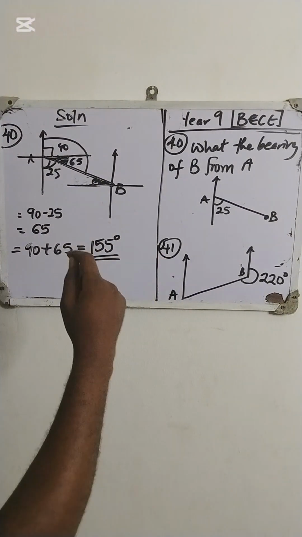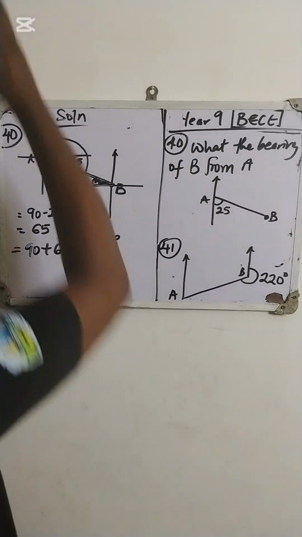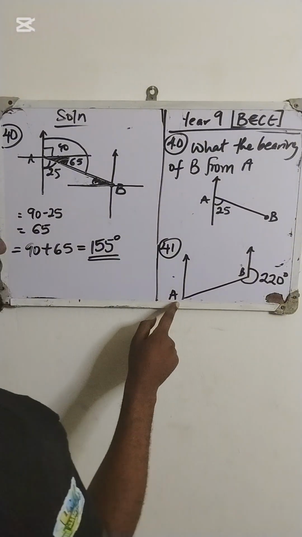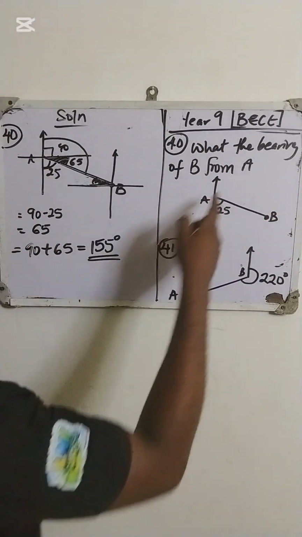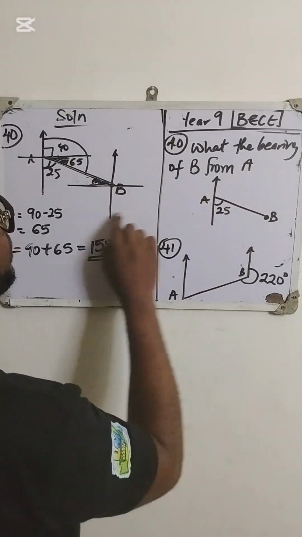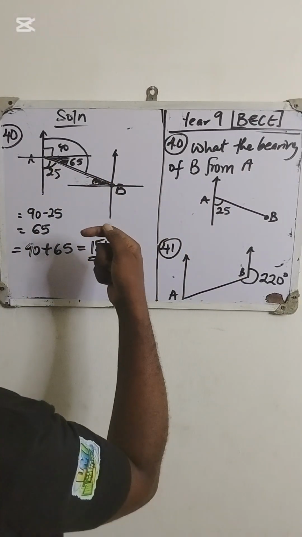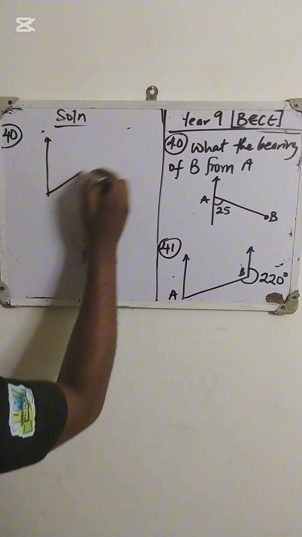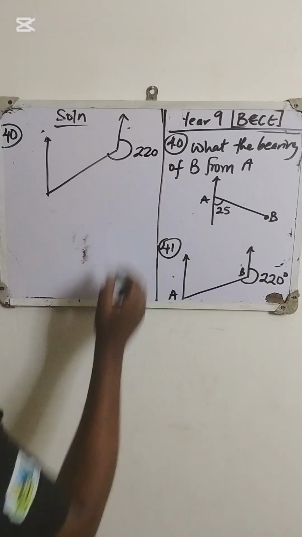Now, remember it is from A. So if you say bearing of B from A, we are going to start from the north of A. The same thing here. What is the bearing of B from A? So we are going to start from the north of A. If it says what is the bearing of A from B, then we'll start from the north of B and go like that, clockwise. So that's it. We have this, we have this, we have this, and we have everything here to be 220.